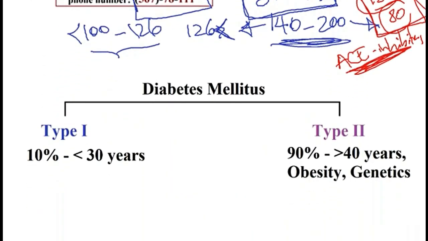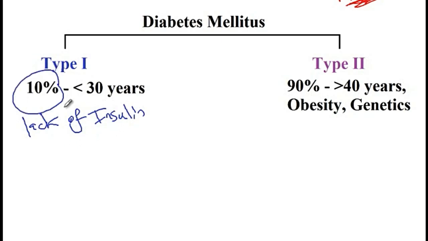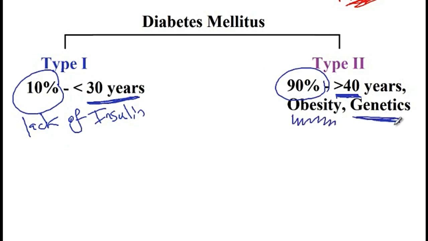Now, let's go over the mechanisms of diabetes mellitus and the two types that we have here. The first type is caused by the lack of insulin. So there is no insulin production whatsoever. It has nothing to do with the sensitivity. It comprises about 10% of the cases of diabetes, and it's usually seen before the age of 30. On the other hand, type 2 is associated with 90% of the cases of diabetes mellitus. It's usually seen after the age of 40, and it's associated with central obesity, and genetics plays an important role in the development of diabetes mellitus type 2. For type 1, it also plays a role, but not as significant as in type 2 diabetes mellitus.